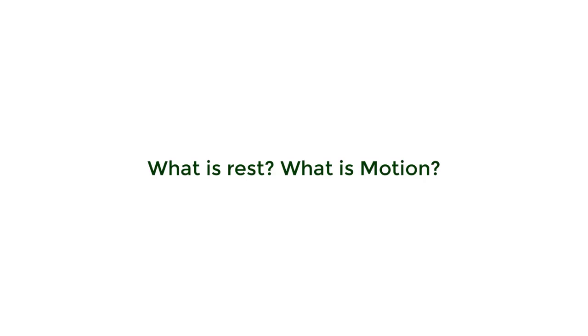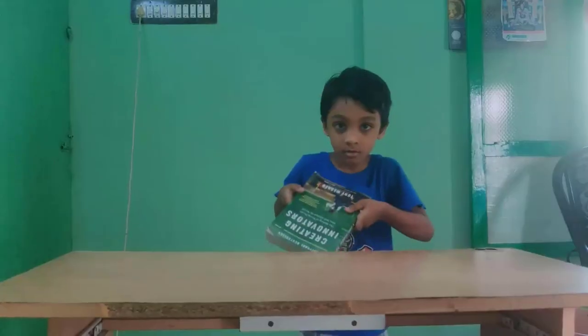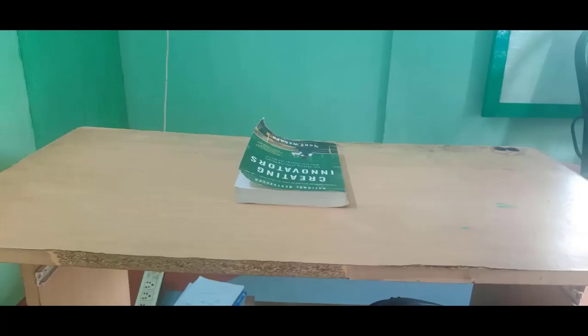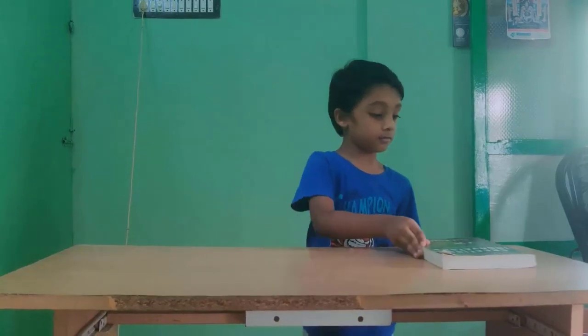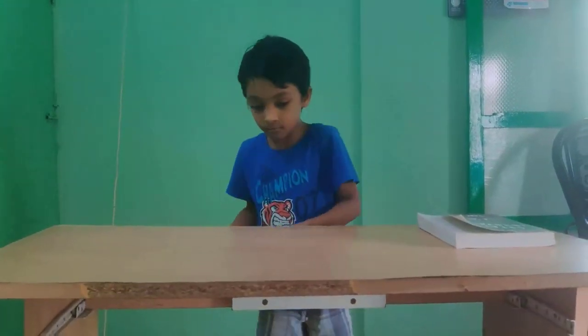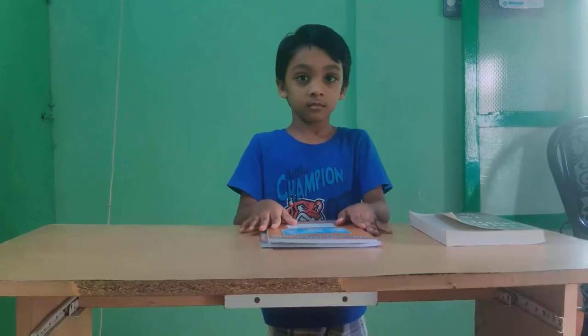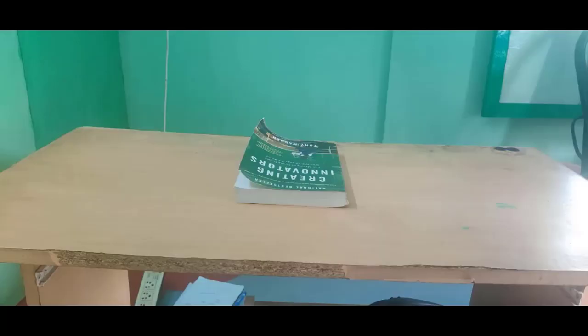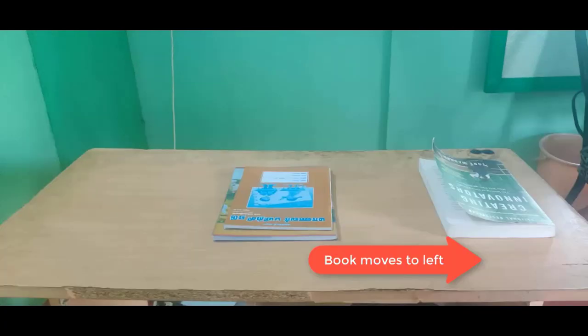What is rest? What is motion? Suppose there is a book on your table, right in the middle. Is the book moving? You will say it is not moving. It is at rest. If you push the book to one side of the table to clear space for keeping your notebook, then you will say the book is moving. When the book was at the same place with respect to the table, you say the book was at rest. But when it was pushed from one place on the table to another place, you say it was moving.